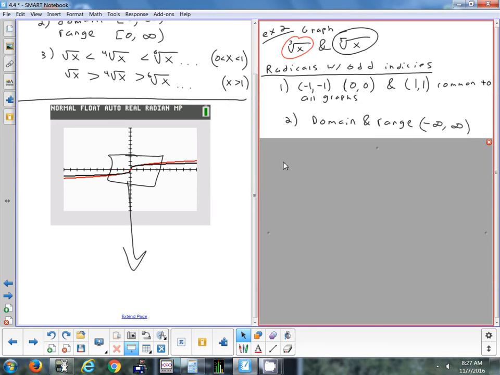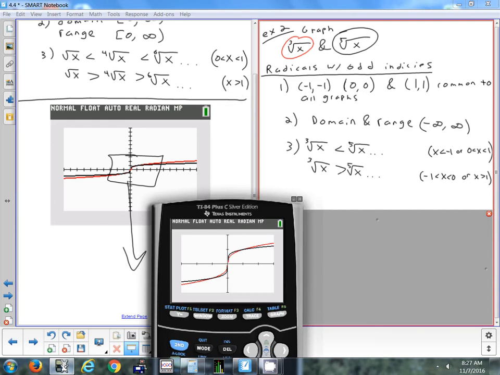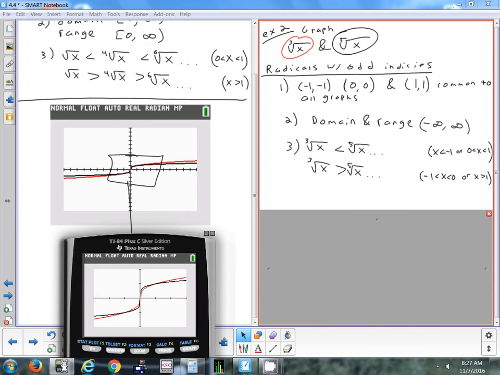Okay, so this time the functions go left and right forever, and up and down forever. So domain is basically all real numbers, and the range, all real numbers. Now, in general, I'm not going to ask you on a test whether the cube root or the fifth root would be greater or smaller. I just want you to understand that they switch places depending on the interval.